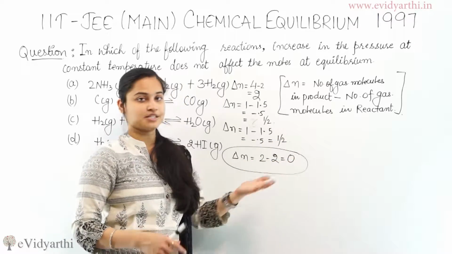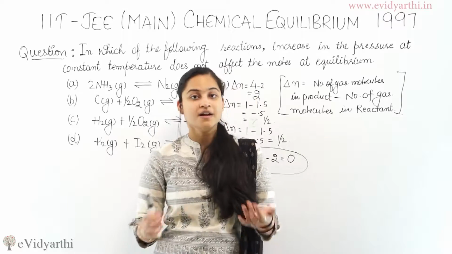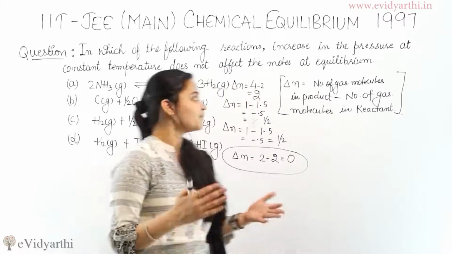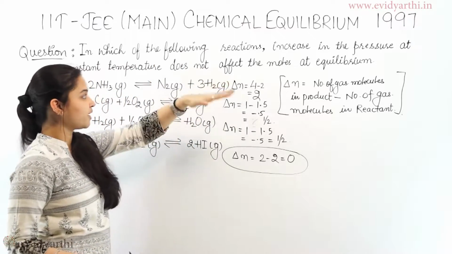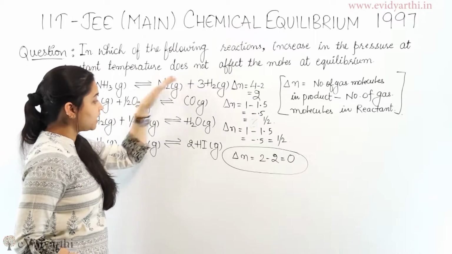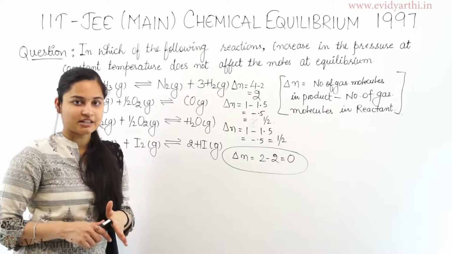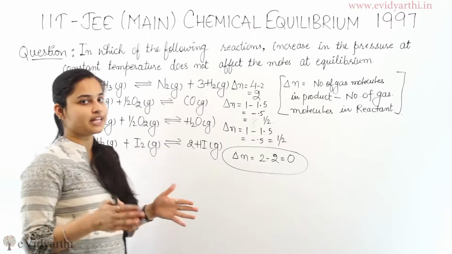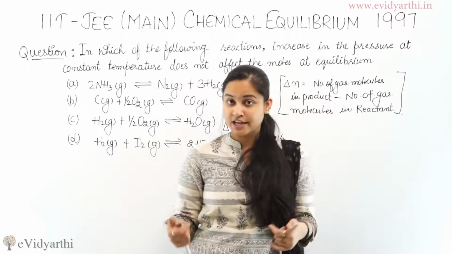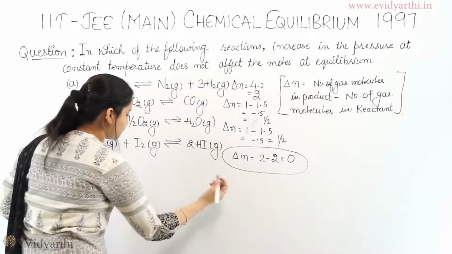So in this particular equation, if we increase the pressure at constant temperature, then there would not be any change in the number of moles. Okay, so increase in the pressure at constant temperature in equation number 4 will not affect the moles at equilibrium. Thus, there won't be any change in the number of moles at equilibrium concentration in equation number D. Okay, so I'm writing it over here.